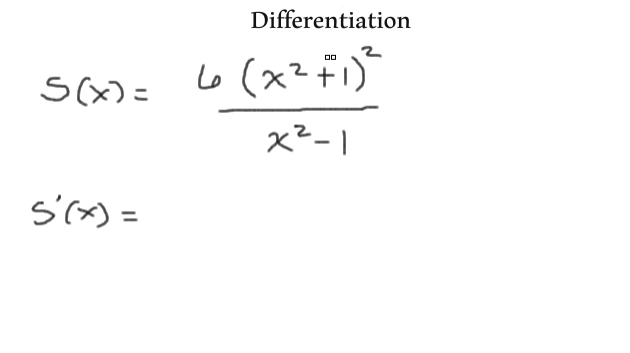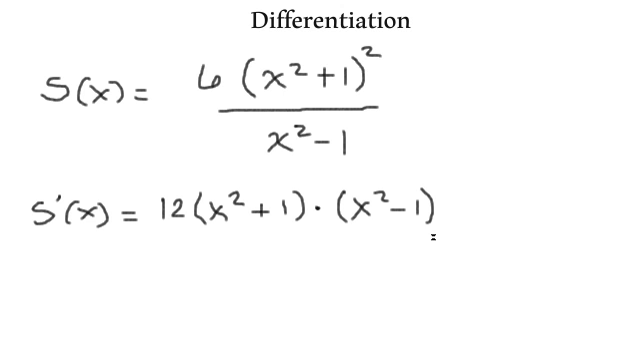So we take the derivative of the numerator first. That means we're going to have to take this 2, bring it out front, and 2 times 6 is 12. Rewriting everything that's in parentheses, subtracting 1 from the power, so that just gives us a 1 there, so we're not going to write anything. And then times the denominator, a minus.